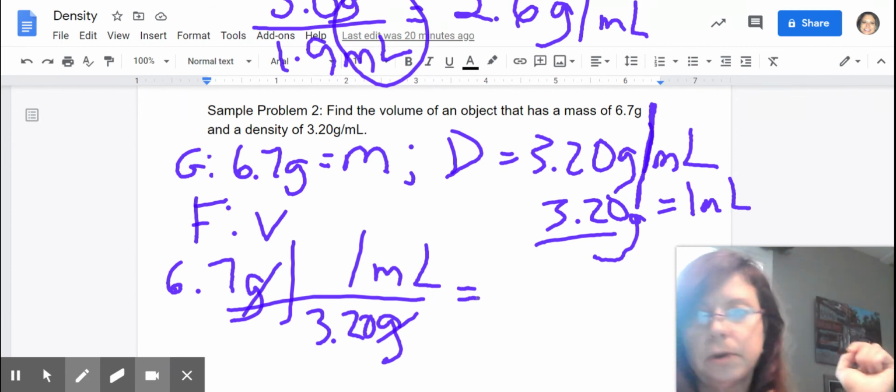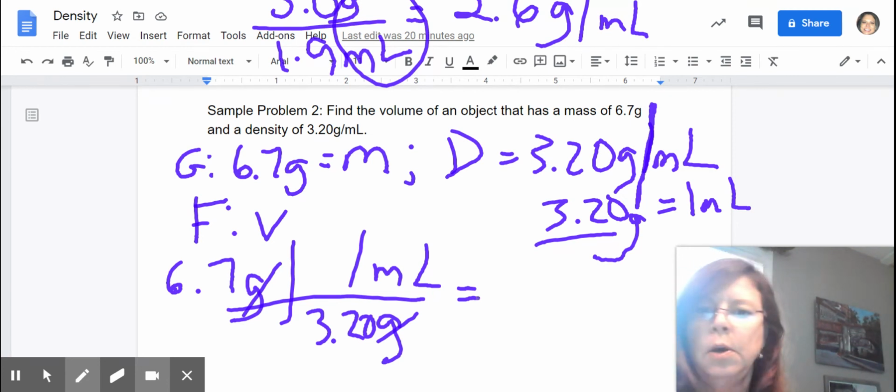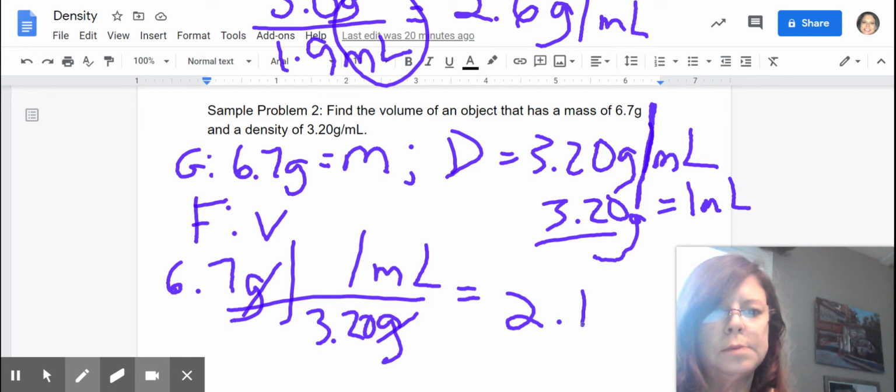So when we divide this, we get 2.09375. We are going to round to the least number of significant figures, which is 2. So 2.09 rounds to 2.1. And milliliters is the unit that didn't cancel.